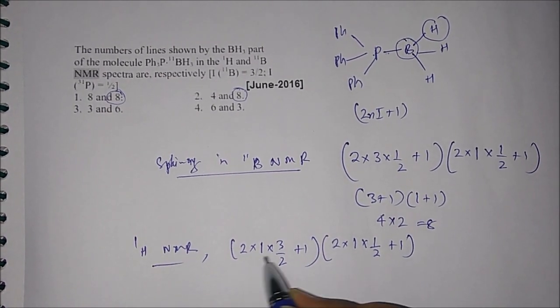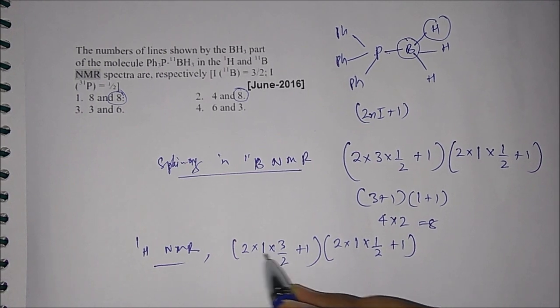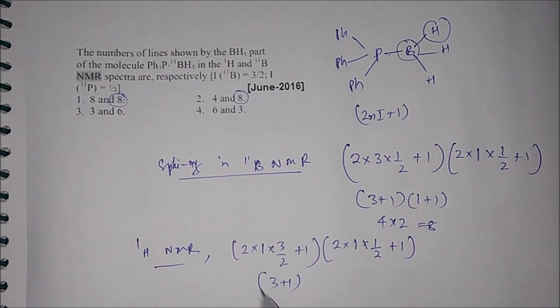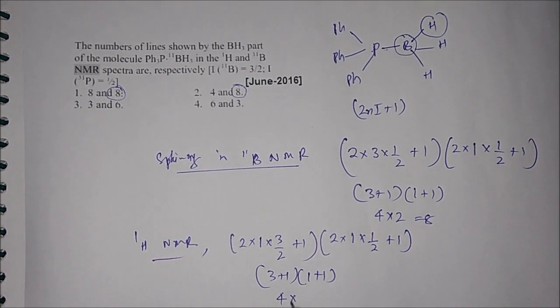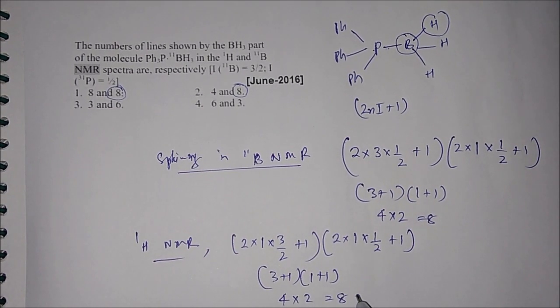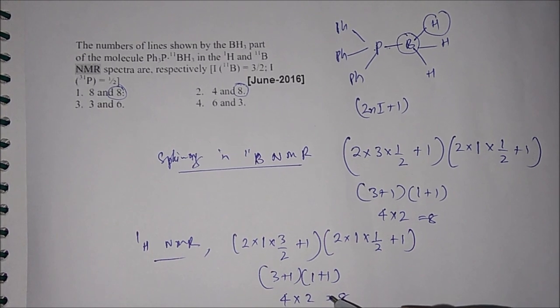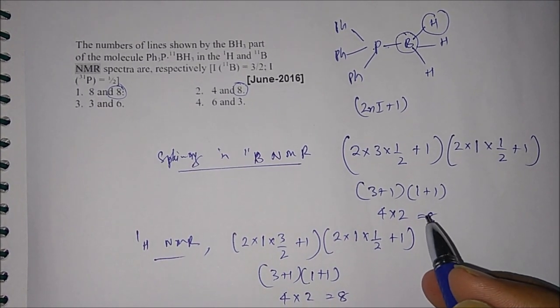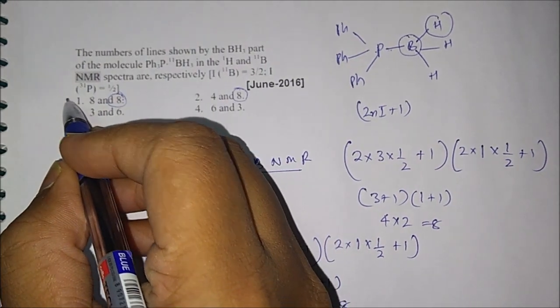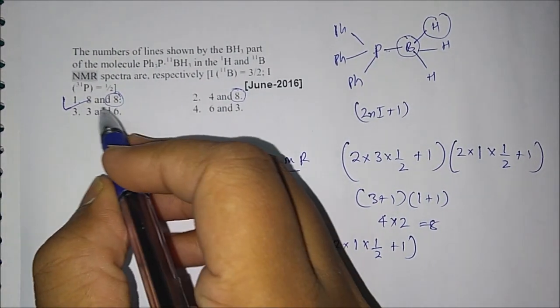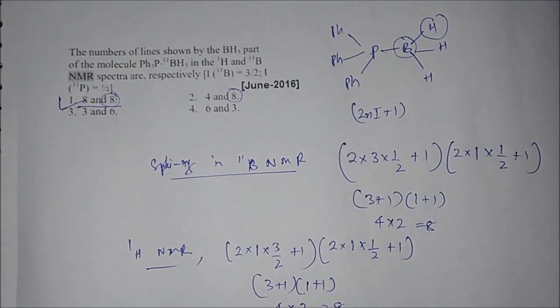So when you solve this, you will get 3 plus 1, and here you will get 1 plus 1. That means you will get 4 into 2, that is 8. So 8 due to proton NMR and 8 due to boron NMR. So the correct option will be option number 1. Okay, so the correct option is option number 1.